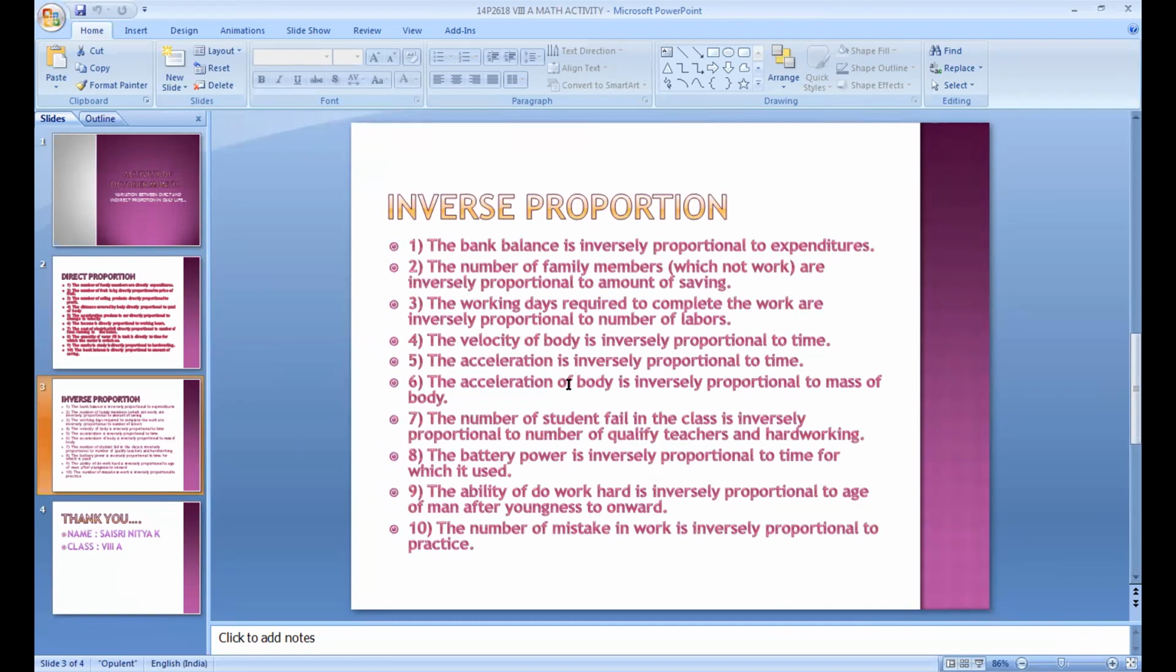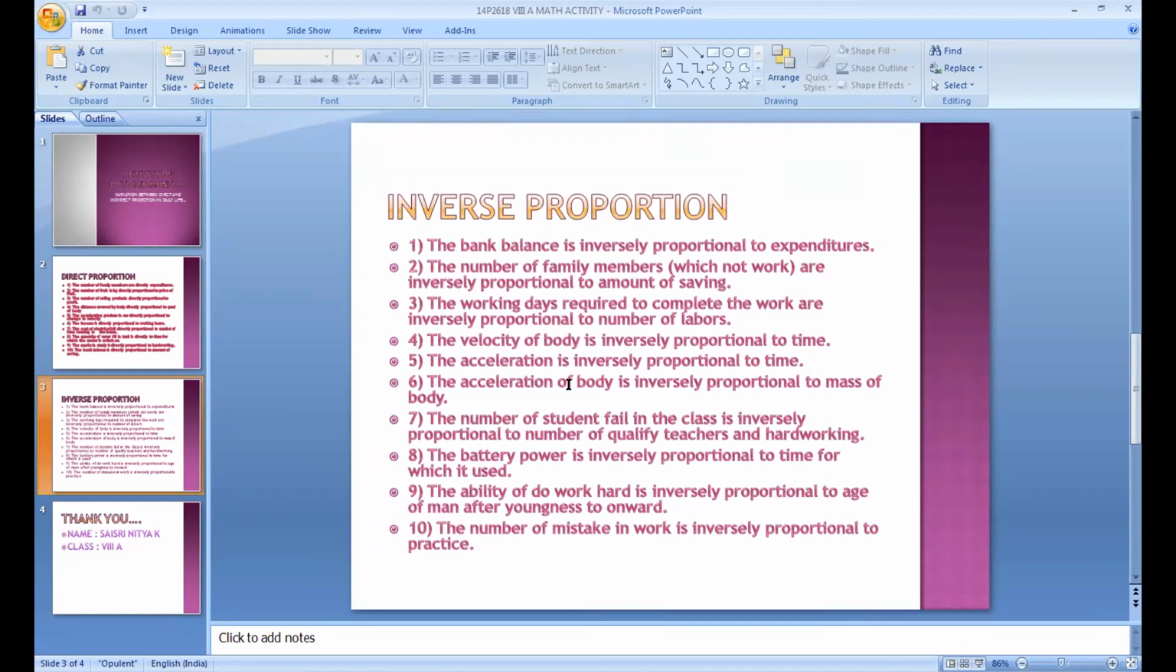Yes, ma'am. Inverse proportion. The bank balance is inversely proportional to expenditures. The number of family members is inversely proportional to the amount of saving. The working days required to complete the work are inversely proportional to the number of laborers. The velocity of a body is inversely proportional to time.